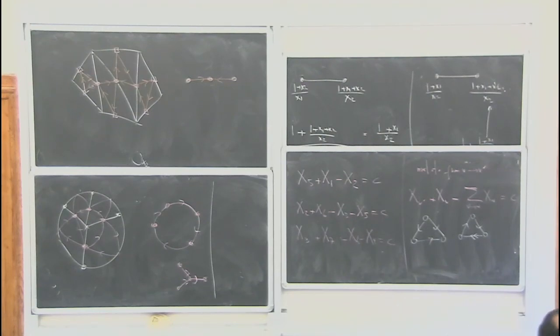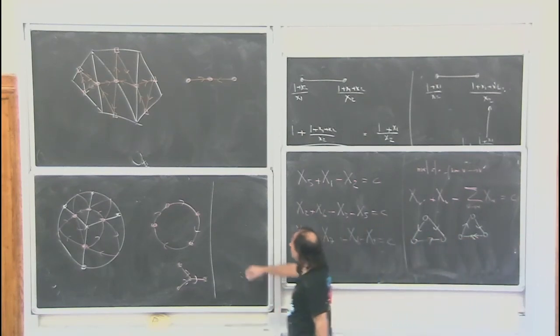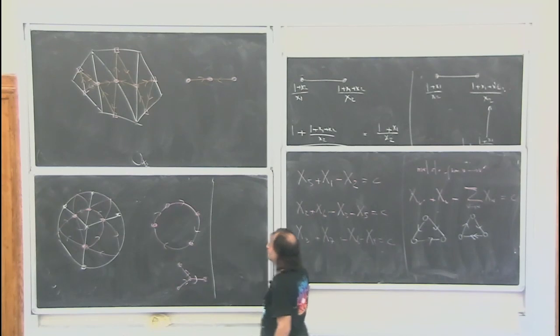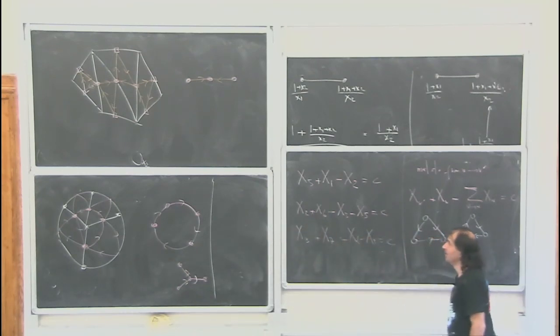Okay, so all right, let me just make one or two more comments and we'll end. So let me finish telling you the classification. There are those quiver pictures that repeat even though the variables keep on going forever, and amazingly they're associated with triangulations.